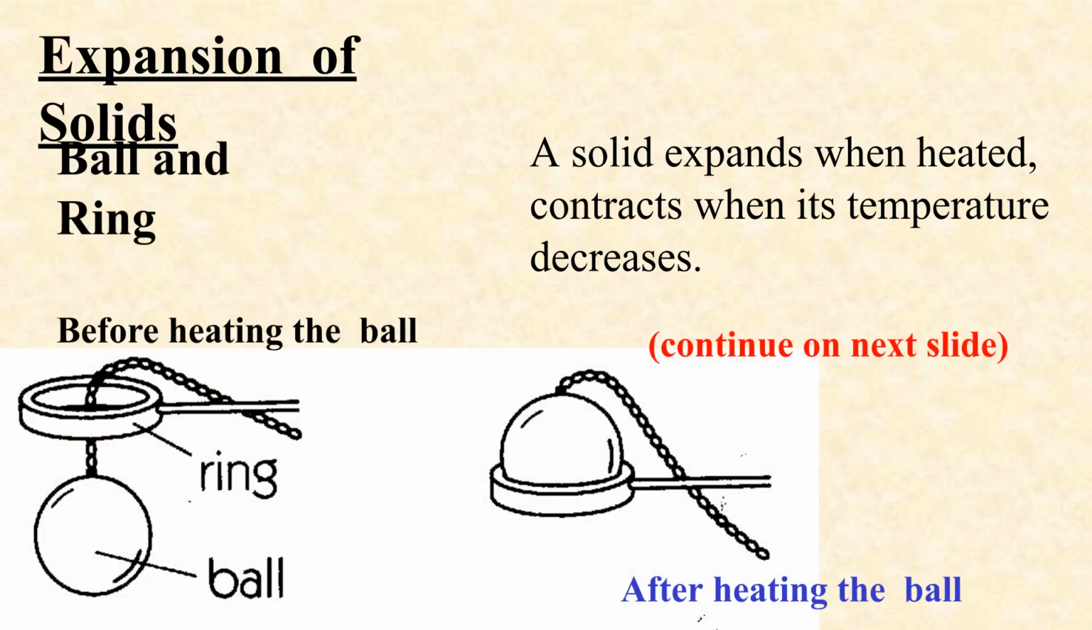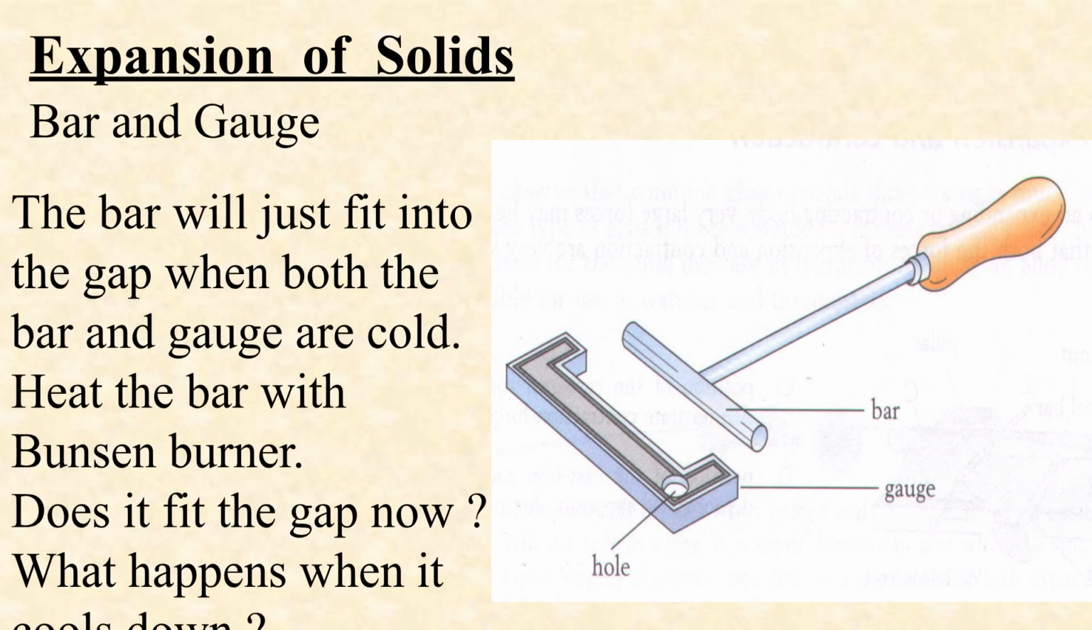In the ball and ring experiment, before heating, the ball fits through the ring. We will continue this experiment on the next slide. The bar and gauge experiment demonstrates that the bar fits into the gauge when cold. If you heat the bar, will it still fit? What happens when it cools down?